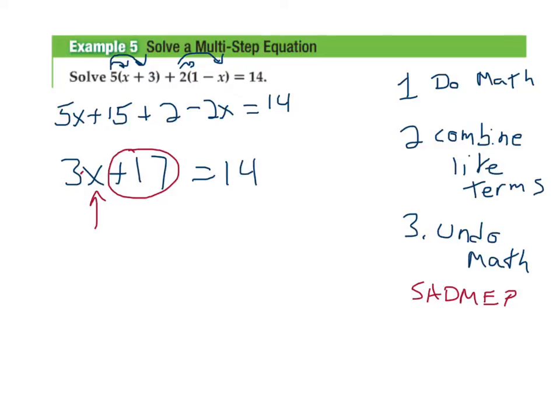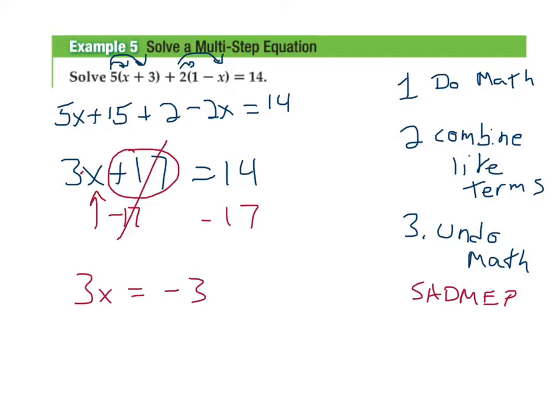So the plus 17 is where we're going to focus to start, and we know that in order to undo adding 17, we learned from our addition and subtraction property of equality that we would subtract 17. So we're going to subtract 17 on the left-hand side, and since we're subtracting 17 on the left-hand side, we also need to subtract 17 on the right-hand side. So positive 17 minus 17 leaves us with 0, and now we have 3x equals 14 minus 17, which is negative 3. So 3x equals negative 3.